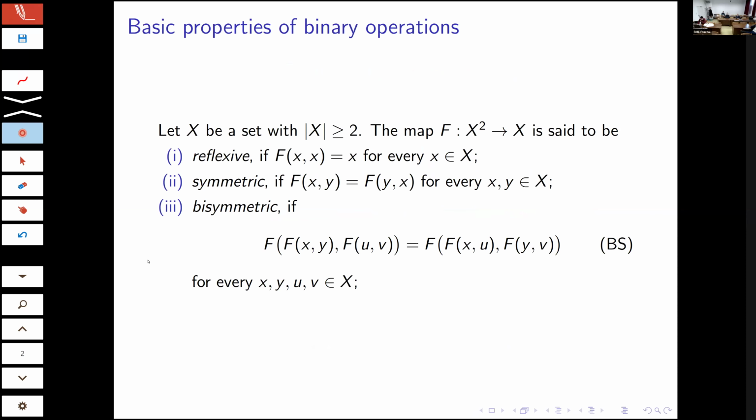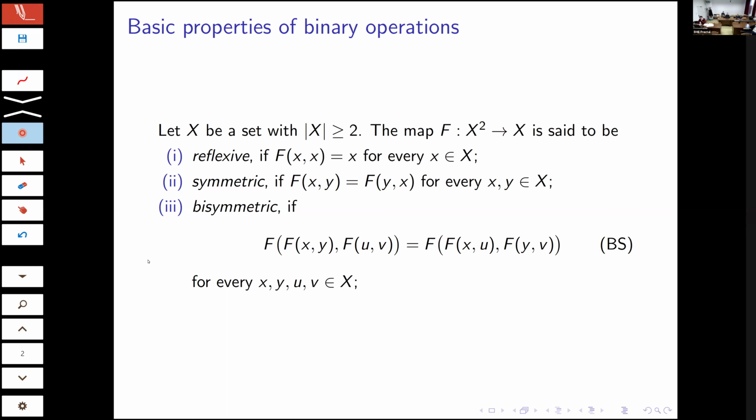Let X be a set with at least two elements. Just this definition is meaningful. We take a function from X squared to X, and we say that it is reflexive if we put x twice there, then we get back x. It's a very strong condition, seemingly. Symmetry: if f(x,y) is equal to f(y,x) for all x, y.